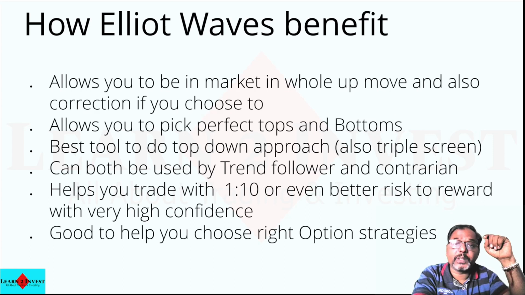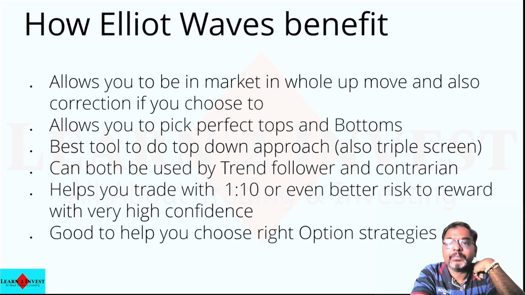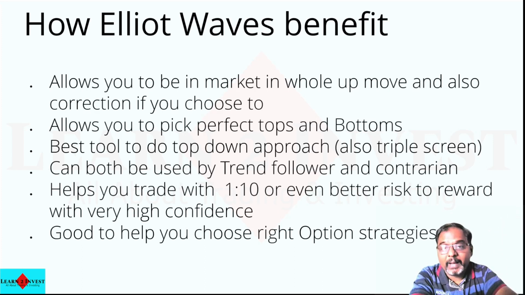It allows you to be in the market in the whole move. You know that now there is a wave, the fifth is pending, so I don't want to exit myself. It allows you to pick up perfect tops, perfect bottoms. And you would have seen that repeatedly in my videos. I say now the market is going to reverse, and it reverses. It's not magic, and I'm not a gifted person. I am only trying to deploy what Elliott talked about, what Fibonacci taught us. So it's only what I see the markets doing based on the multiple tools that I have.